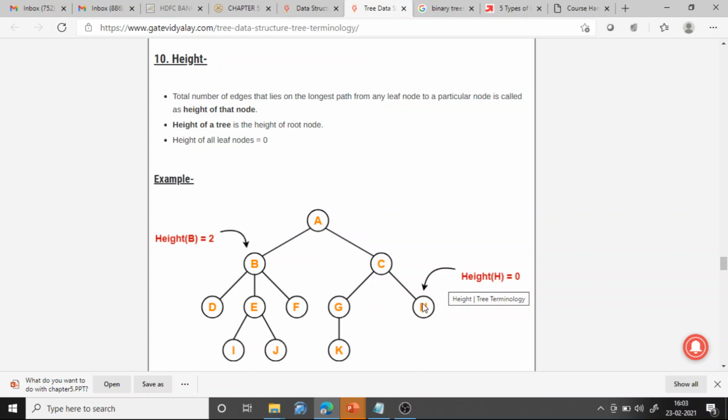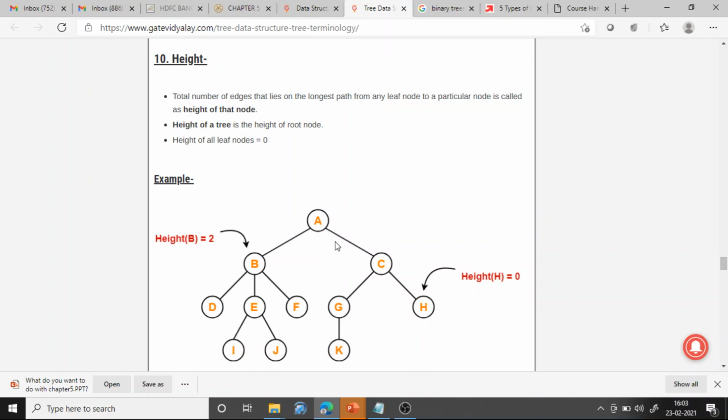Height of H is 0 because there is nothing here, right? Height of A is 1, 2, 3. It is 3, right? That is, from that particular node go up to the leaf node and then find the height. Height of all leaf nodes is 0.